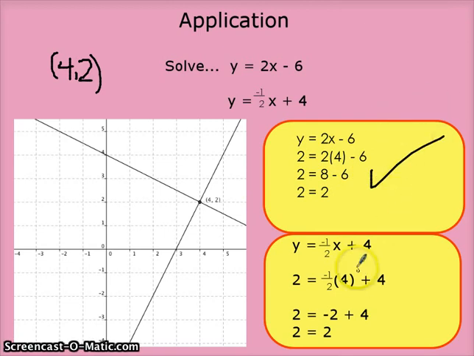If we plug it into the second equation, again x is 4, y is 2, we boil it down and we get 2 equals 2, which is also correct. It fits the second equation. So now you have learned how to solve a system of two equations by graphing.